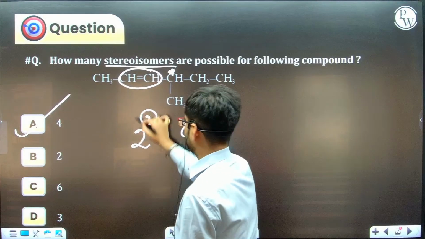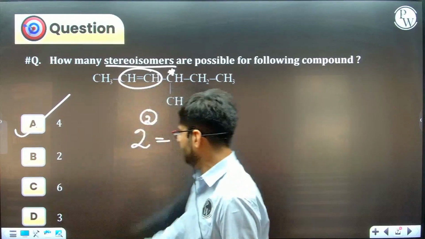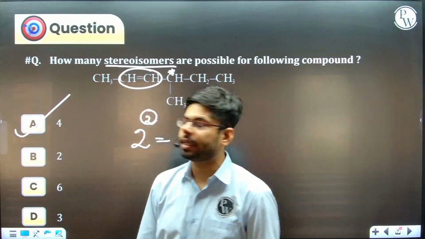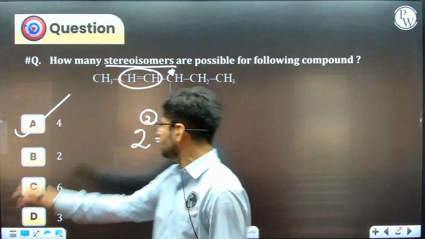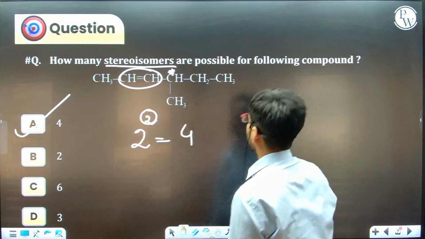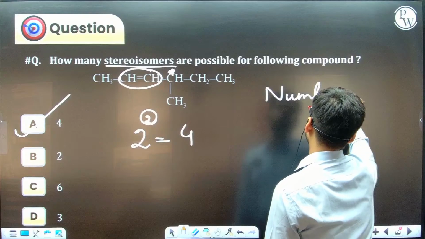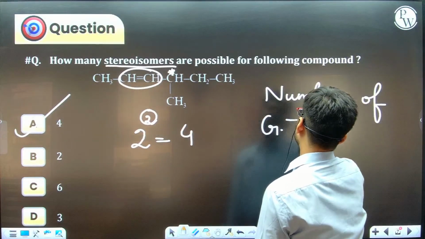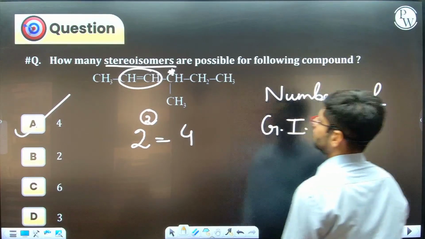Now, how is this 2 coming? 2 means there is one double bond around which GI is possible, and there is one chiral carbon around which OI is possible. OI is optical isomerism. So, one double bond plus one chiral carbon, hence 2. The molecule is unsymmetrical, so 2 raised to 2 is 4, and hence the answer is 4. So, the number of geometrical isomers is 2, but the number of stereoisomers is 4. Right?